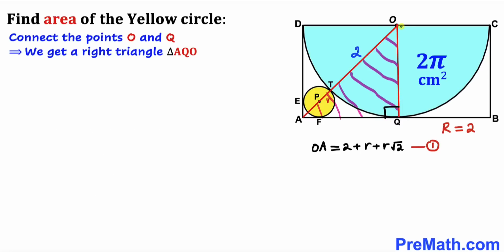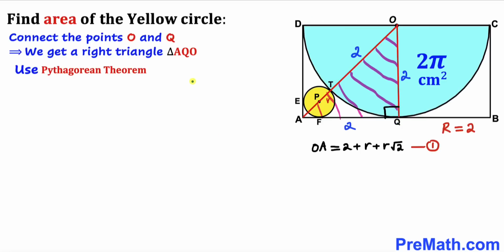And now we can see that this OQ is the radius of this blue semicircle. And we know the radius is 2. So therefore, this side is 2 centimeter, and we know that this OD is the radius of this semicircle as well. This is 2 units. So therefore, this distance AQ is going to be 2 centimeter as well.